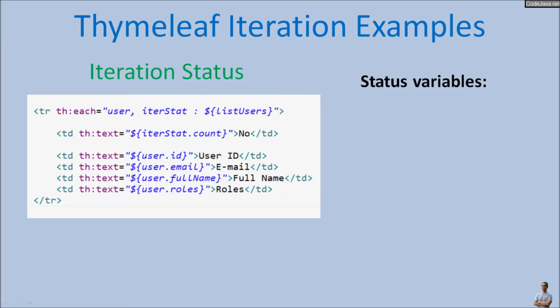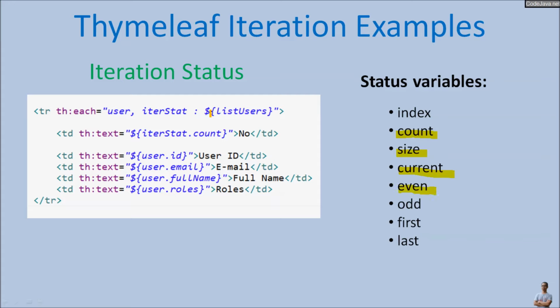So here are some possible values for status variables here: index, count, size, current, even, odd, first, and last. Index is the index of the current element starting from 0, count starting from 1, size is the total elements in the collection, current is the current element, even is the boolean value indicating that the current element is even or odd. So last four properties: even, odd, first, and last are boolean values. First indicating the current element is the first element or not. Last indicating the current element is the last element or not.